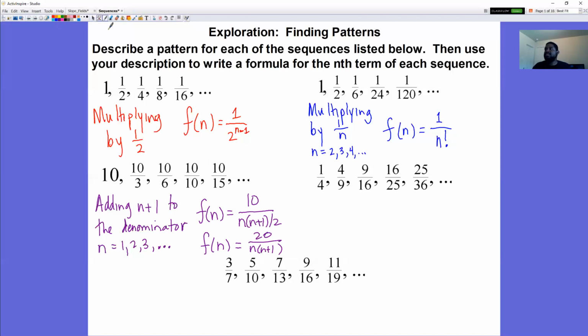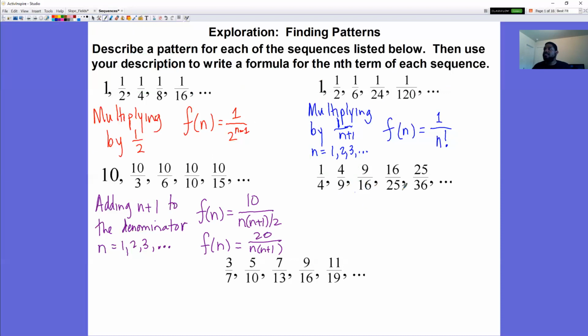I want to go back to this sequence here. This is actually multiplying by 1 over n plus 1, and n starts at 1, 2, 3, 4. n starts at 1 and counts up. So 1, 2, 3, etc.